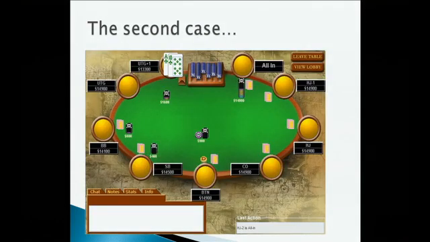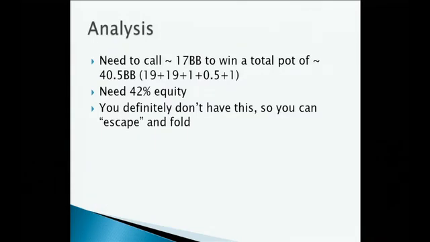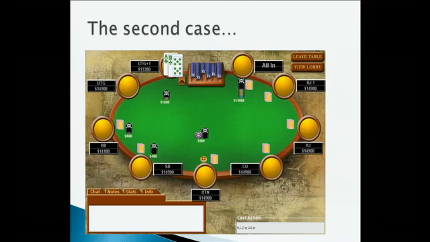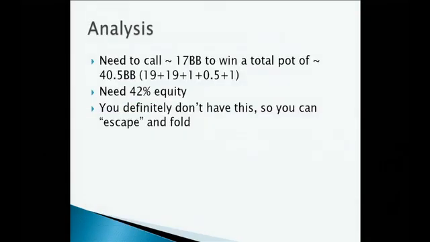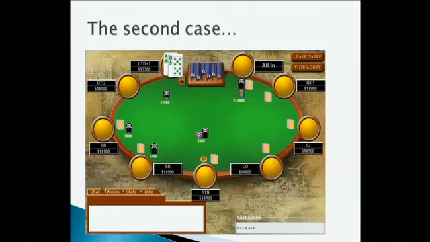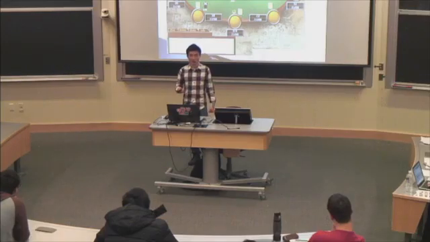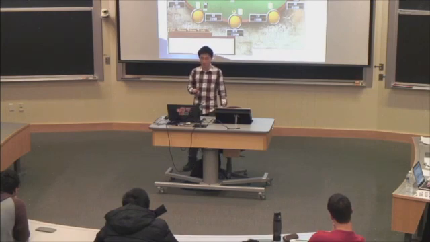So in the second case, we can get out. We can fold. Okay, so let's keep this in mind. In this case, we can definitely fold, so we can do the calculation. We need to call 17 big blinds to win a total pot of 40.5. We need 42% equity, and we almost certainly don't have this because we raised from early position. They went all in against an early position raise, so they probably have a good hand. We're almost certainly going to be a 30-70.